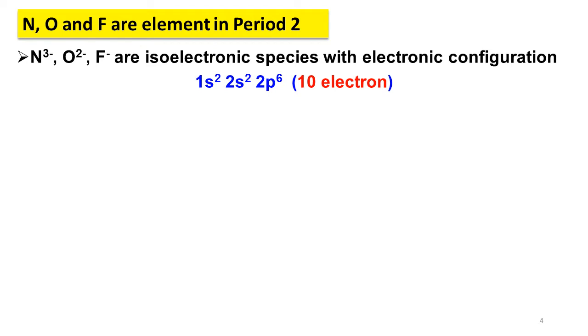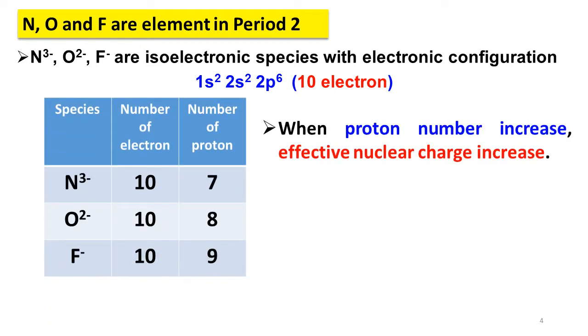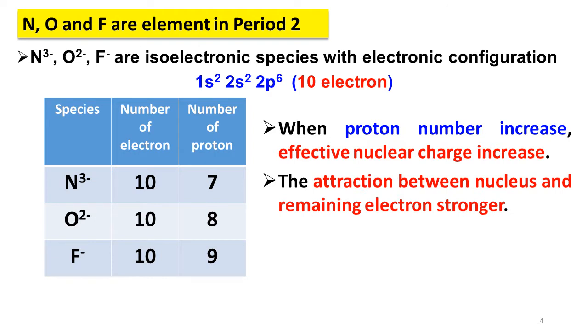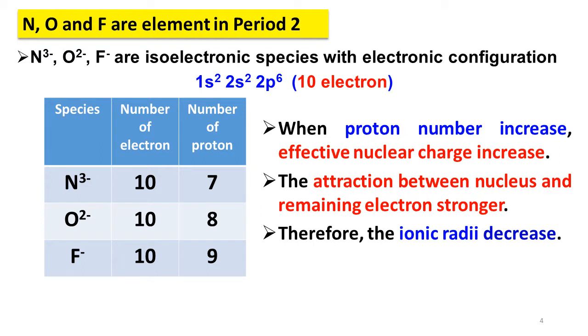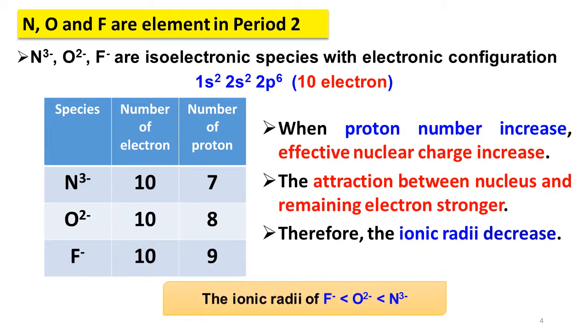When proton number increases, effective nuclear charge increases. The attraction between nucleus and remaining electrons is stronger. Therefore, the ionic radii decrease. The ionic radii of fluoride ion is less than oxide ion, which is less than nitride ion.